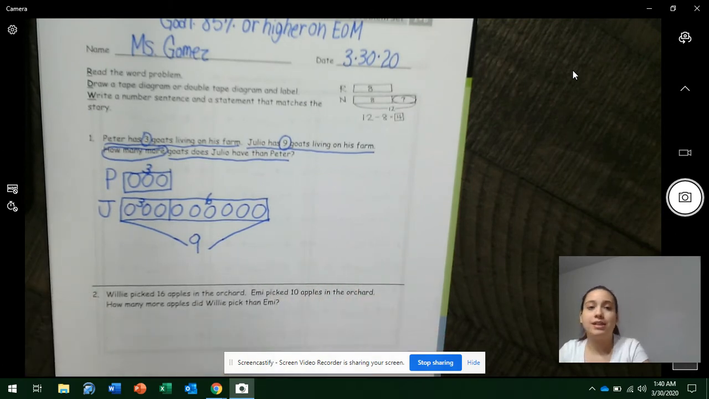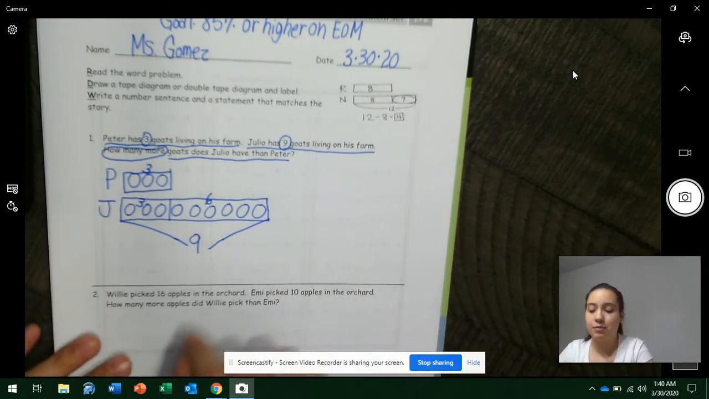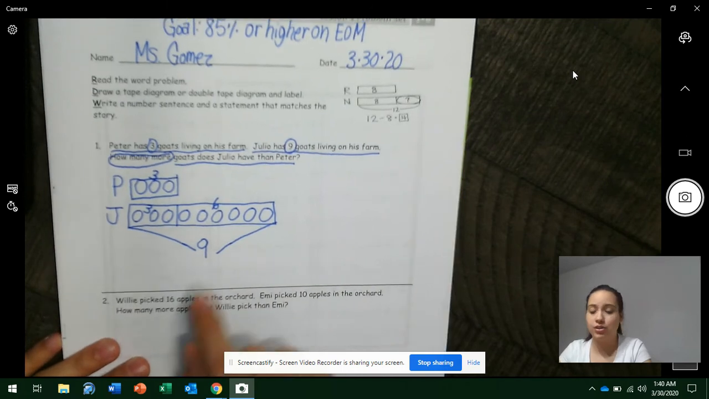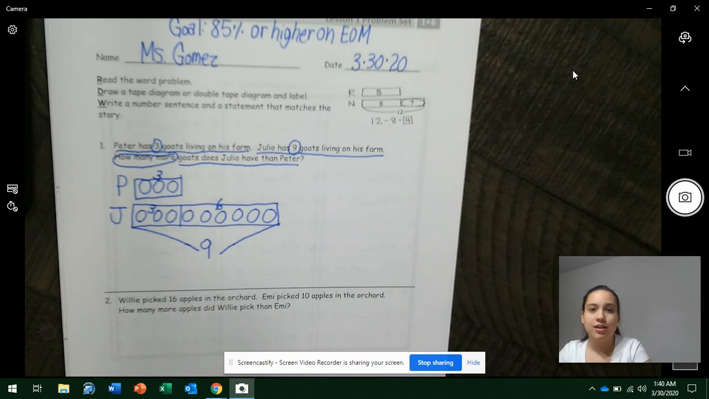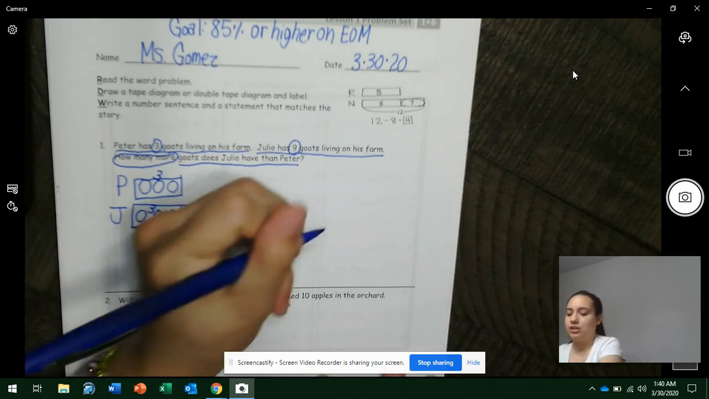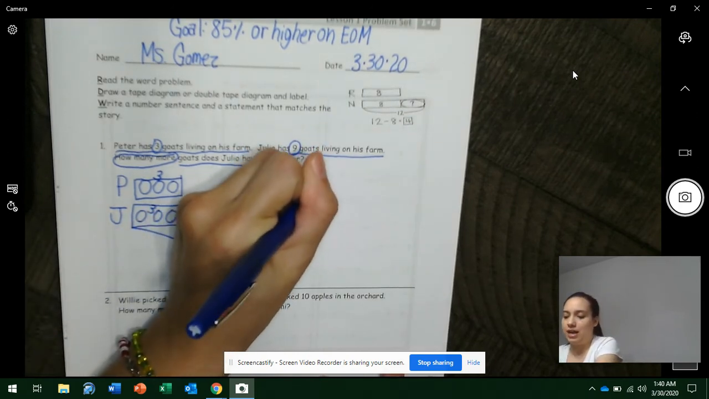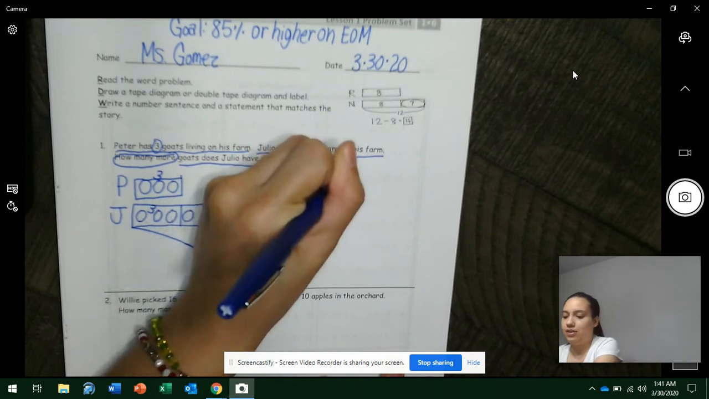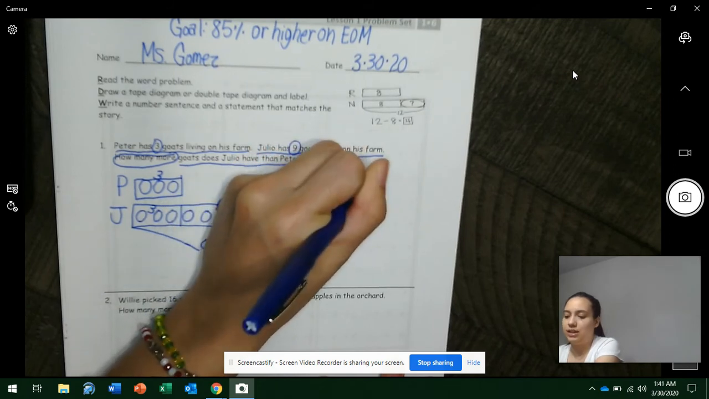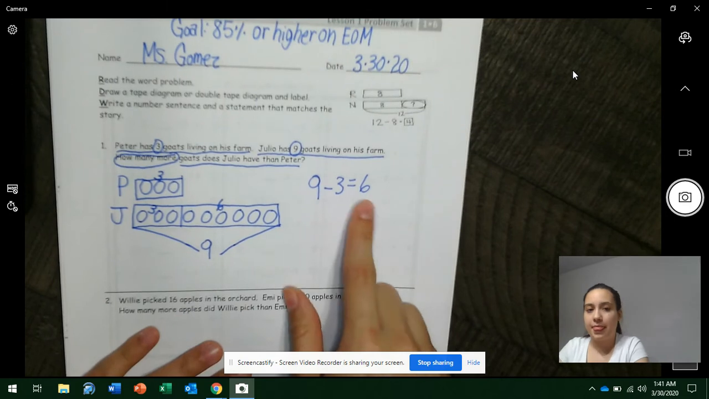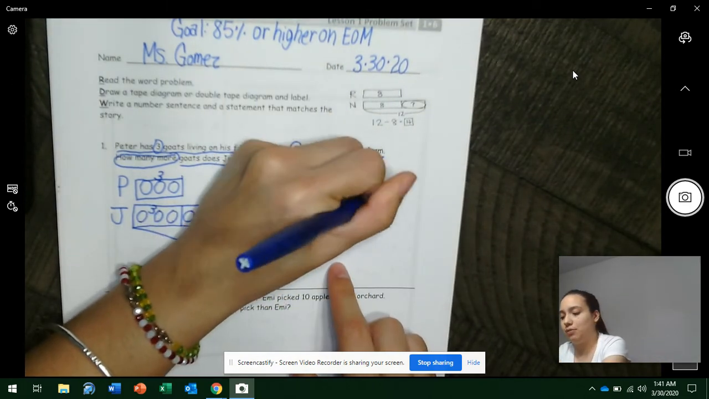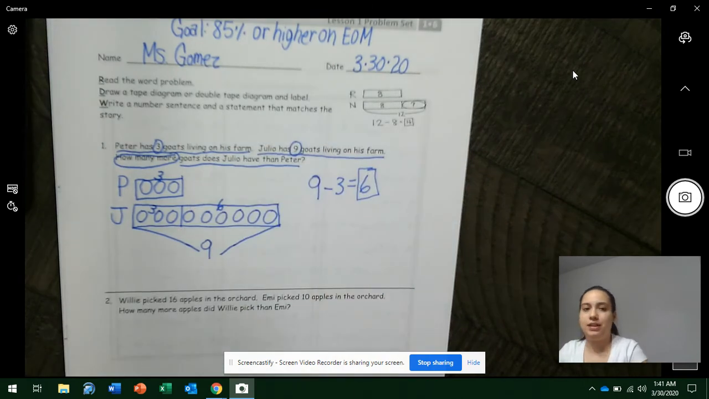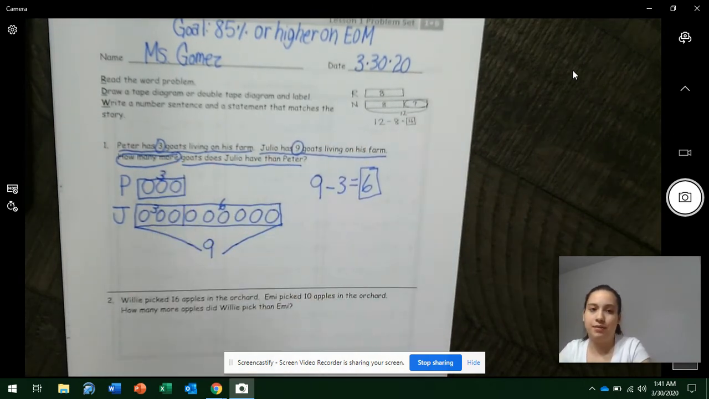So now we're going to write a subtraction number sentence. And remember, when we write the subtraction number sentence, our total goes first and then our parts. So let's go ahead and write the subtraction sentence together. It's going to be 9 minus 3 equals 6. Our unknown number and our answer was 6. So that's the number we're going to box. That's the number that was not in the story.